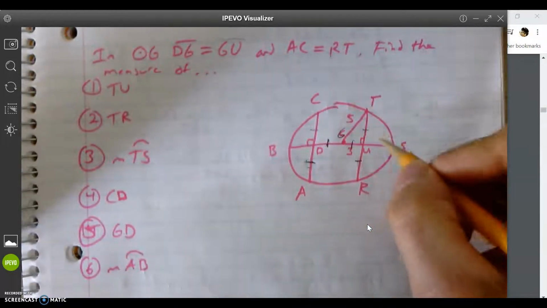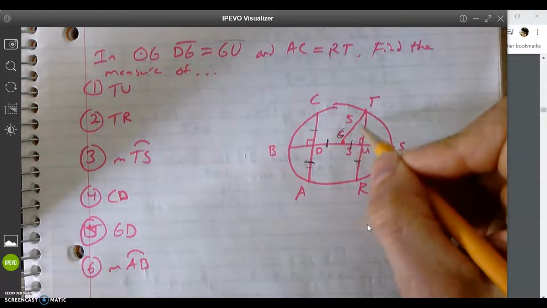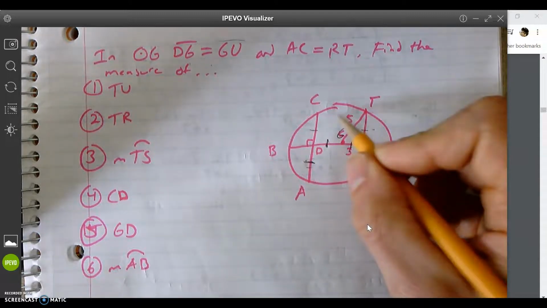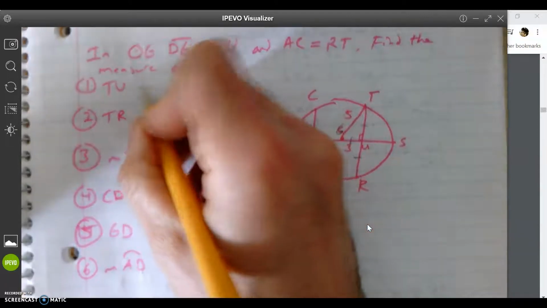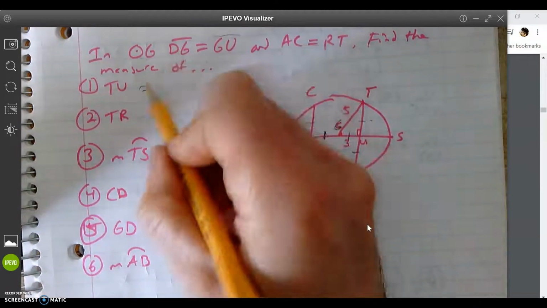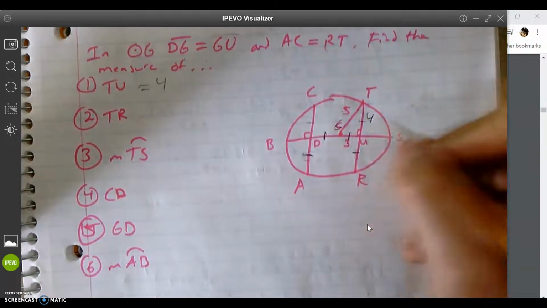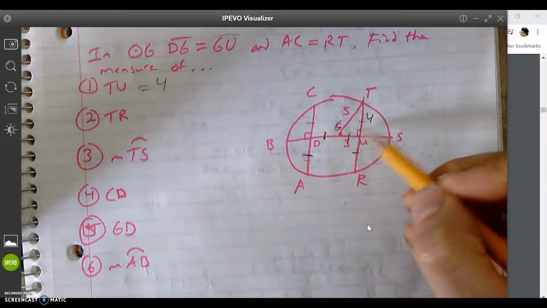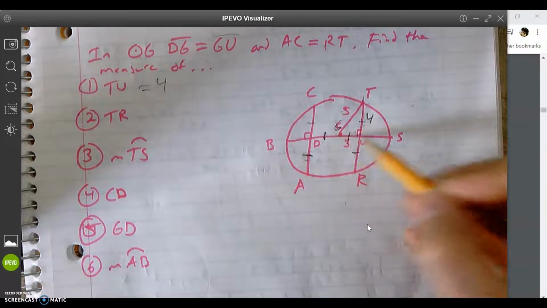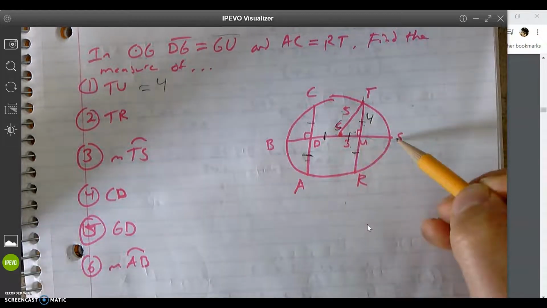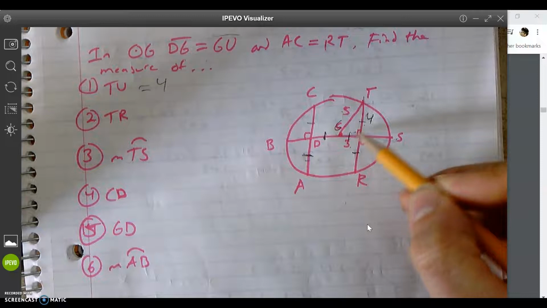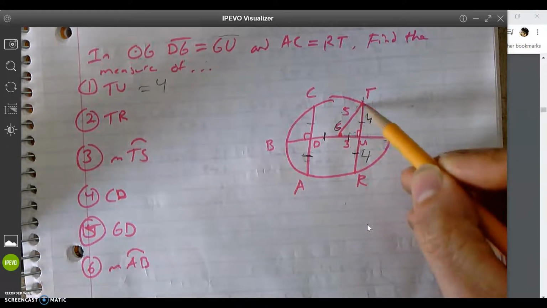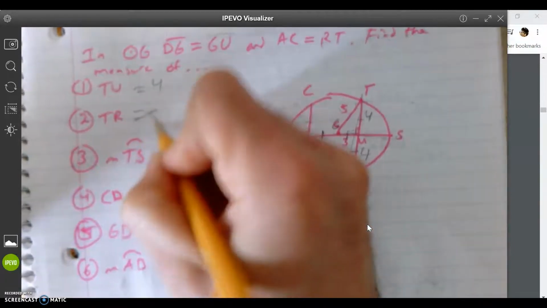So first, TU. What is TU? So this forms a right triangle. So this is 3, 4, 5. If I use the Pythagorean theorem, I get 3, 4, 5. So TU is going to be 4 right here. So mark it right there. TR, so if this is 4 and we have a right angle right there, that means that the chord is broken up by this radius by the right angle, perpendicular. So this is also 4. So TR is 4 plus 4, which is 8.